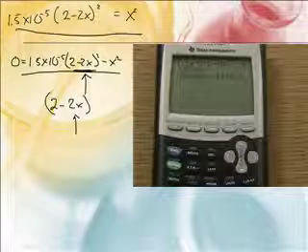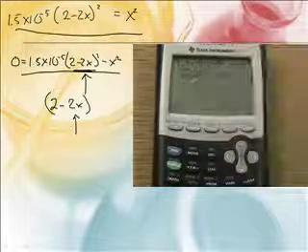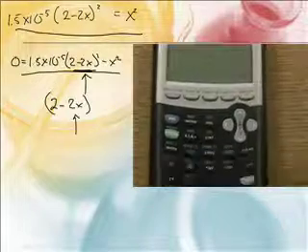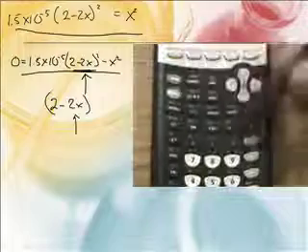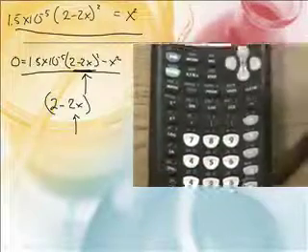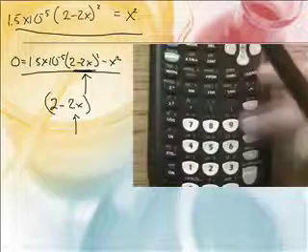So 0.02. And now what I want to do is push the solve button. The solve button is down here. It's a function of the enter button, in green. So I'm going to push alpha and then enter, or alpha solve. That's what I usually say, alpha solve.